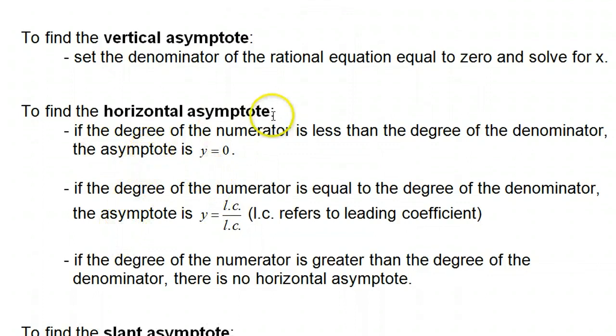If the numerator degree is less than the denominator, the asymptote is y equals 0. If the numerator degree is equal, then we make a little fraction out of the leading coefficients, and that's the asymptote.